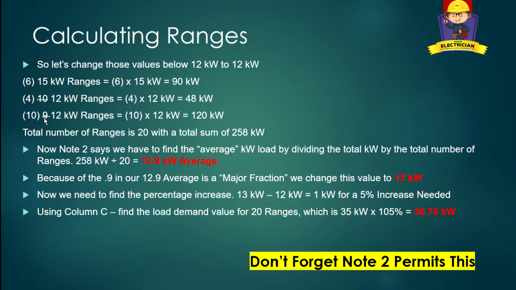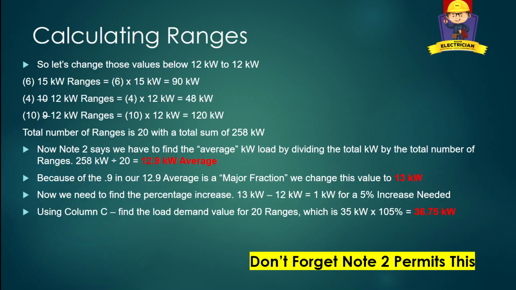So it would be 4 times 12 kW, which is 48 kW. And then we had 10 9 kW ranges, but again, as it says in Note 2, we're going to strike through that and make them 12 kW ranges. So it would be 10 times 12 kW, which is 120 kW. Now, remember we need to have the total number of ranges. That's important. So the total number here is 20: 10 plus 4 plus 6 equals 20. So we've got the sum, which is 120 plus 48 plus 90, which is 258 kW, and we have the total number of ranges, which is 20.